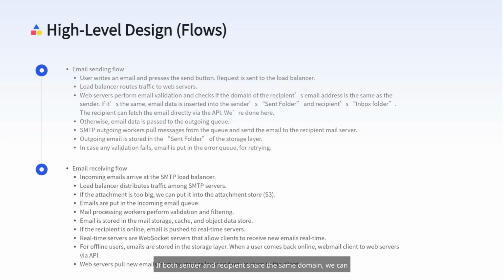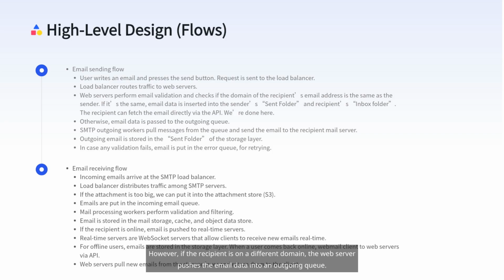If both sender and recipient share the same domain, we can short-circuit the flow. The email is immediately written to the sender's sent folder and the recipient's inbox, which means the email is instantly accessible via the client API.